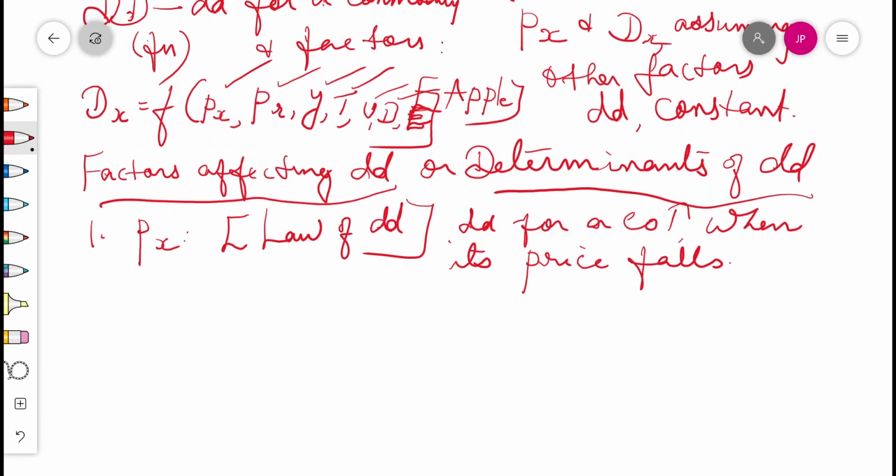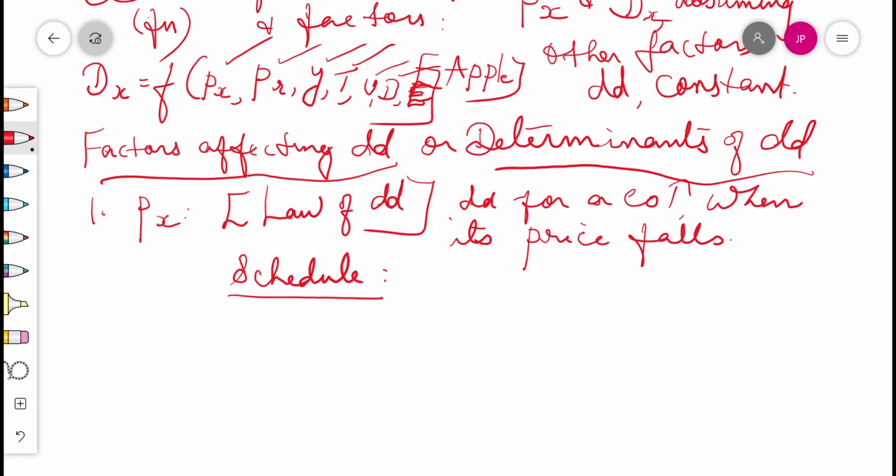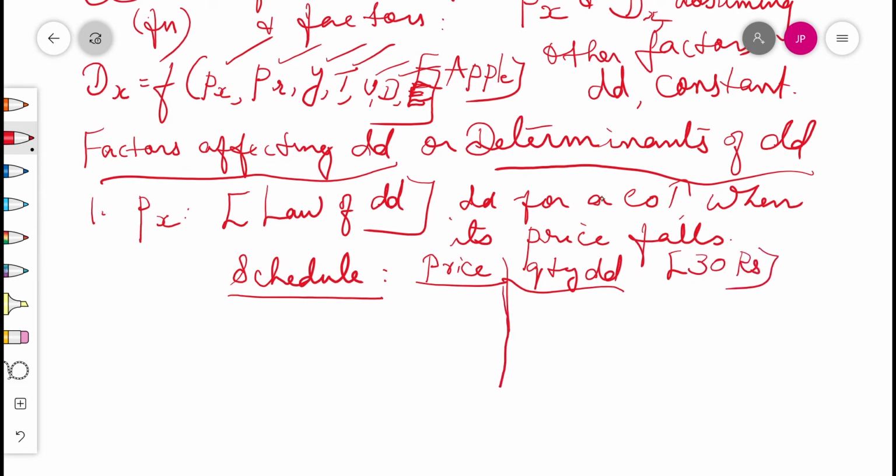Same schedule of the Apple story of Annie. Tell me the schedule. Price and quantity demanded, two columns. With 30 rupees in her hand to spend for apples, when price is 10 rupees, quantity demanded is 3 kilos. Price is 6, quantity demanded 5. Price is 5, 6 kilos. So when we draw the diagram, there is a downward sloping curve.